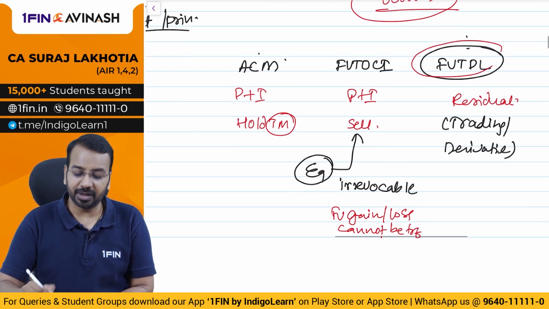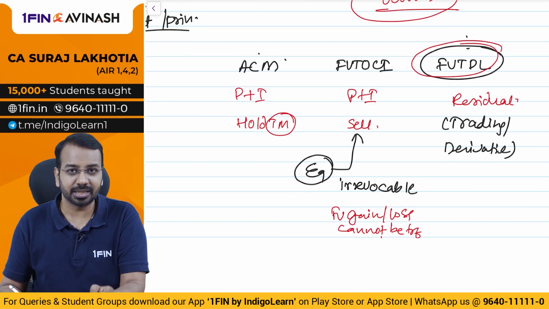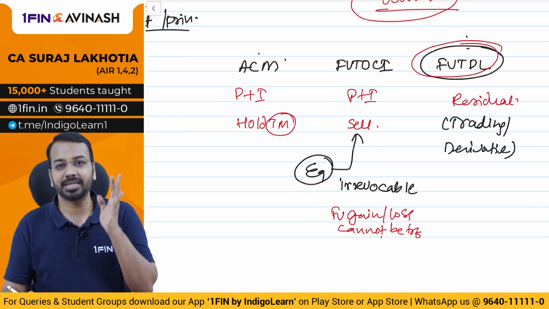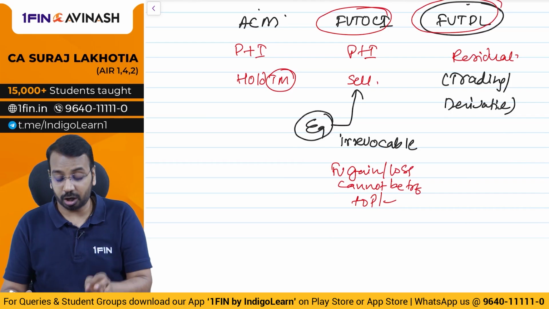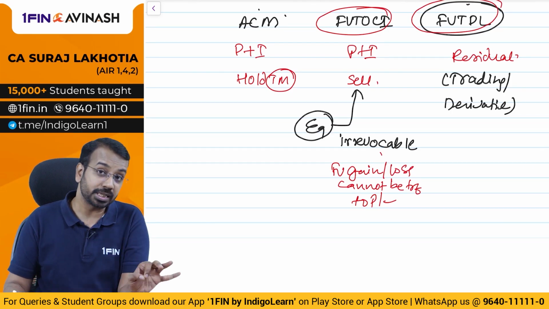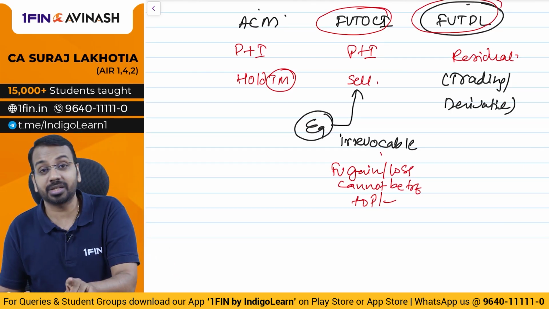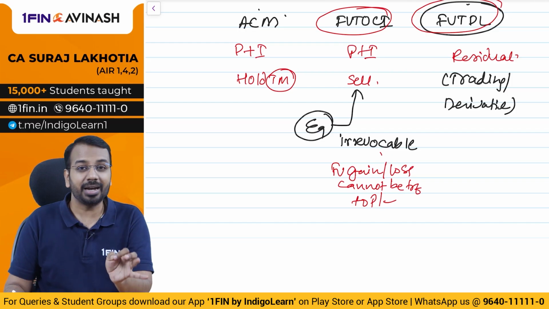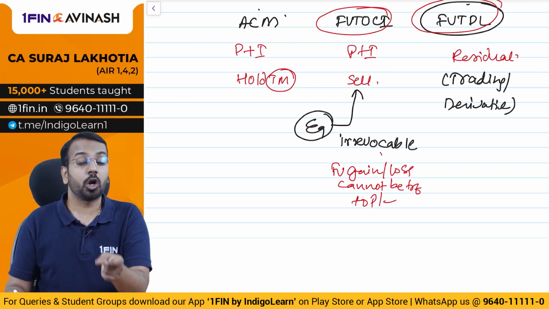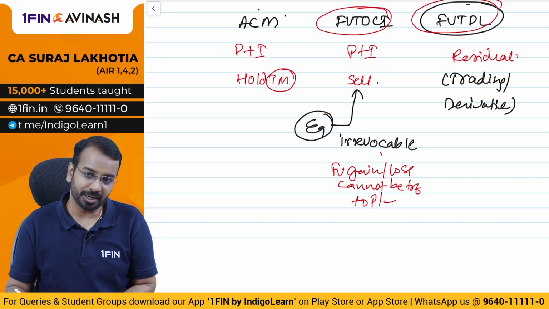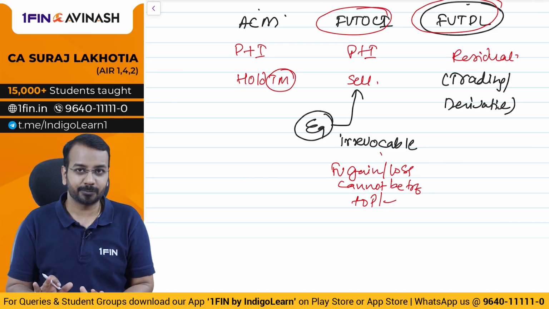See, if you do under FVTPL, any fair value changes, gain or loss will be recognized in P&L. But if you do FVTOCI, fair value gain or loss will be recognized in OCI, and even when you sell the equity instrument, the fair value changes cannot be recognized in the P&L. Only the gain or loss on disposal will be recognized in P&L. Okay. These are the three categories.